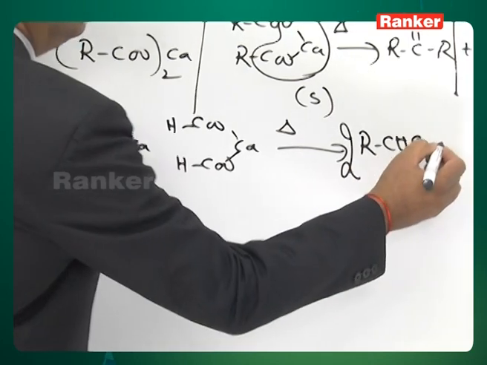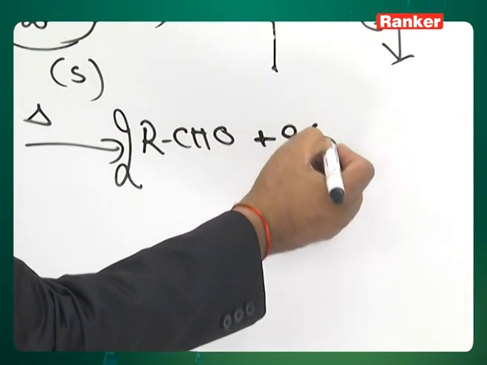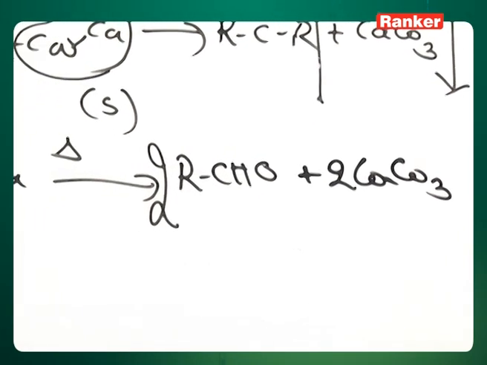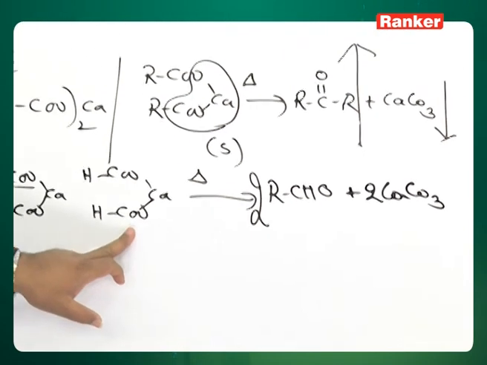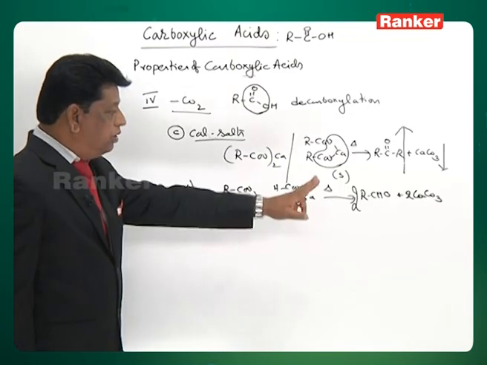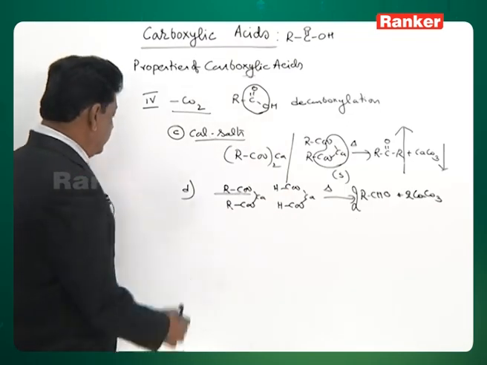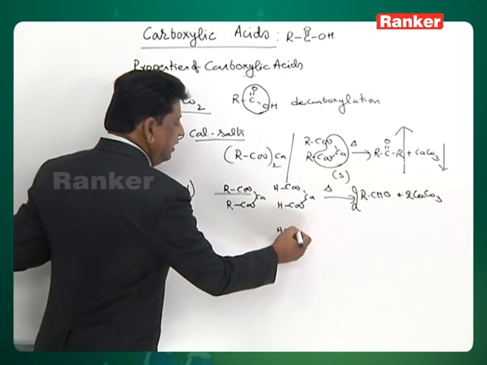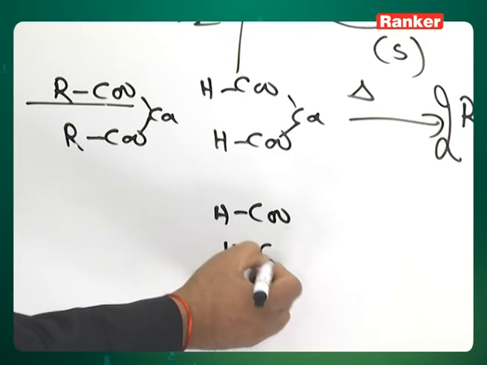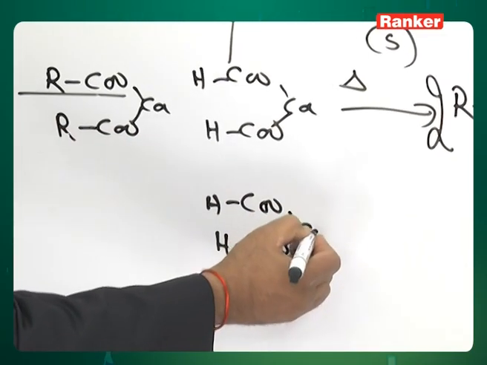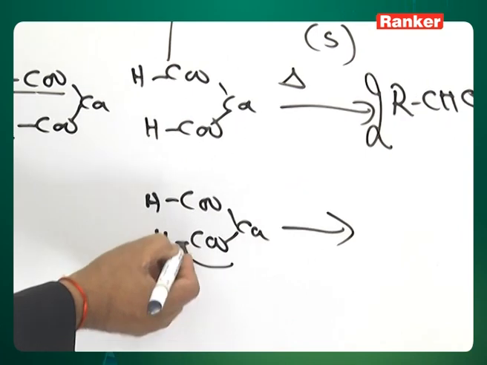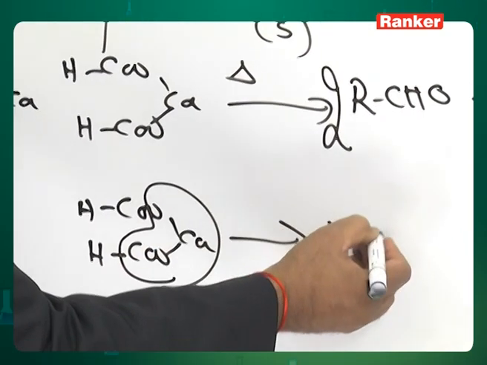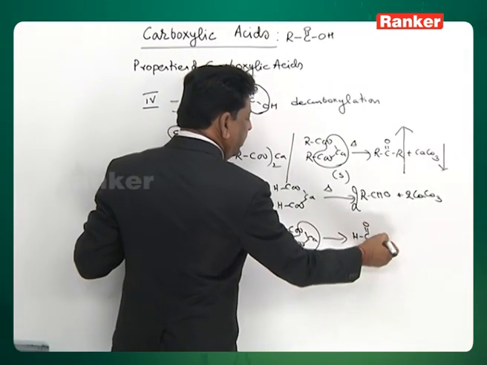Two moles of calcium carbonate will be identified as a residue. In the residue, for every mole consumed, two moles of calcium carbonate will be observed. You can also have only calcium formate. For example, if calcium formate alone is taken, then also calcium carbonate is formed and formaldehyde will come. You can note this point also.